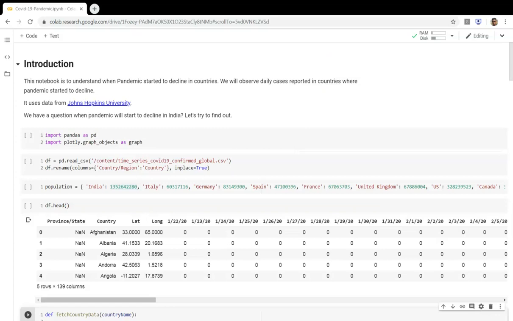I'm using data from Johns Hopkins University. So we have a question: when will the pandemic start to decline in India? Let's try to find out.